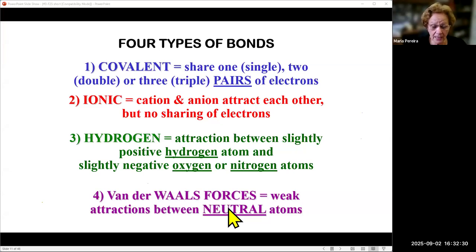These are neutral atoms that temporarily become charged. So temporarily they attract each other. If you think about saran wrap that you use to seal a container, that saran wrap is attracted and it seals the container through van der Waals forces. So van der Waals forces involve neutral atoms that temporarily become charged.